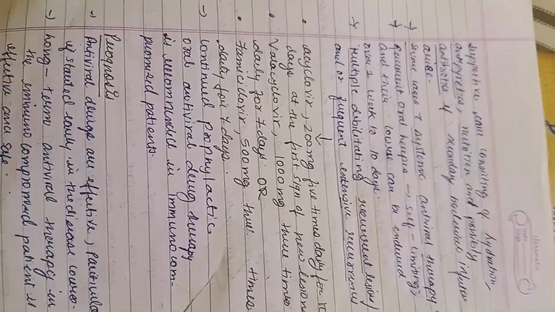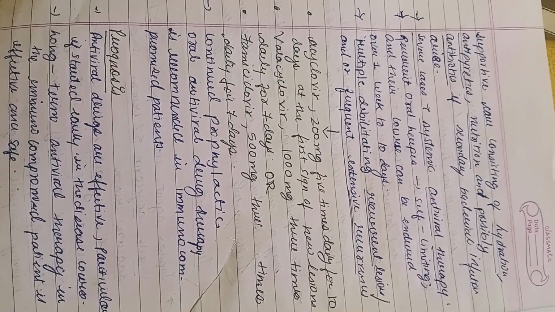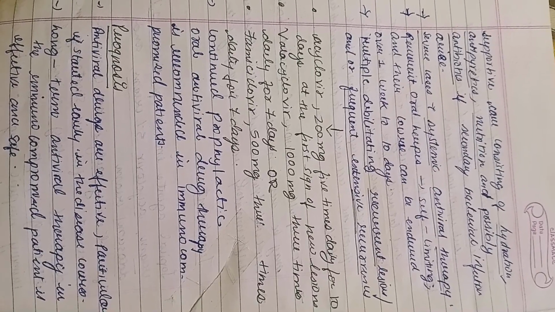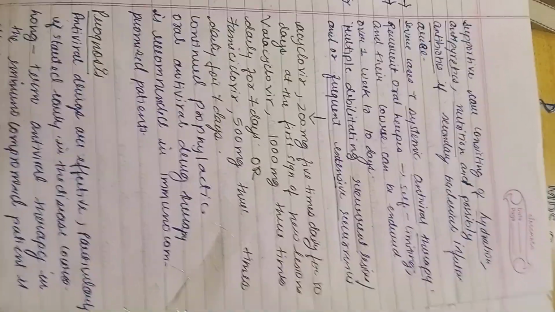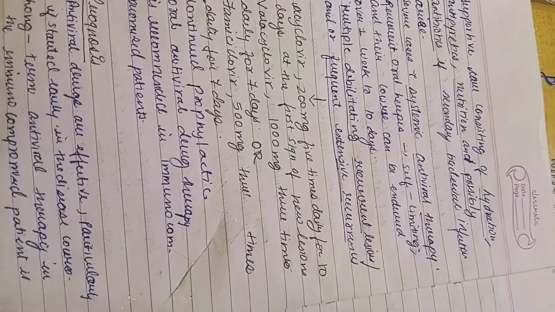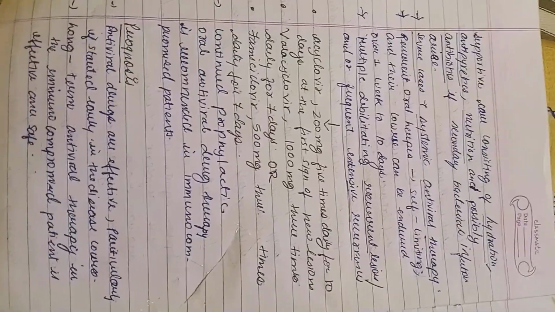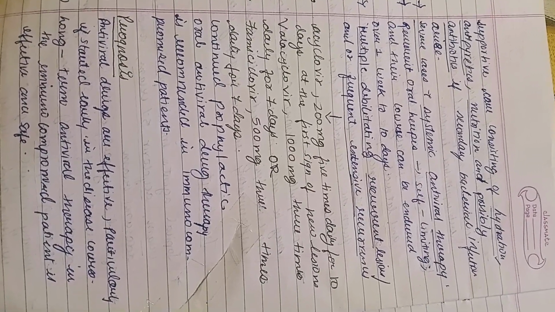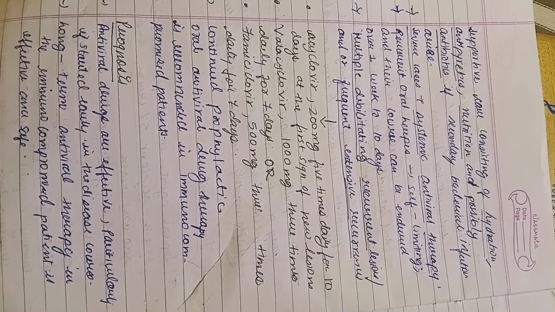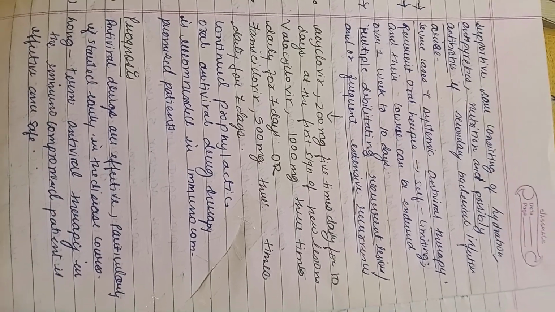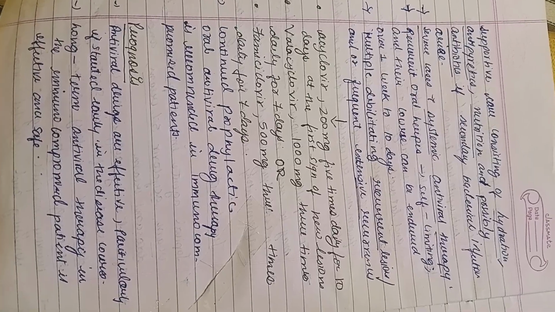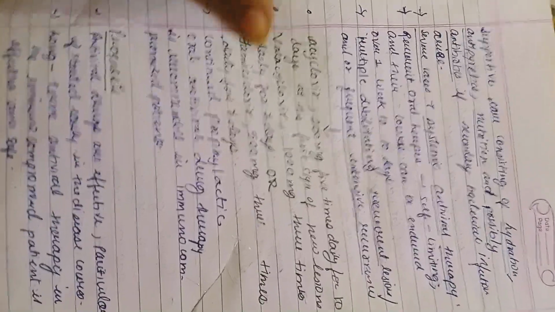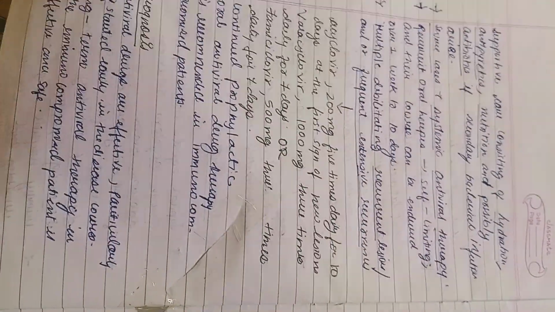Okay. Now, continued prophylactic oral antiviral drug therapy is recommended in immunocompromised patients. So, in immunocompromised patients, continued prophylactic therapy is needed. Coming to the prognosis part, antiviral drugs are effective, particularly if started early in the disease course. Long-term antiviral therapy in the immunocompromised patient is effective and safe. Okay, that's all about herpes simplex virus.